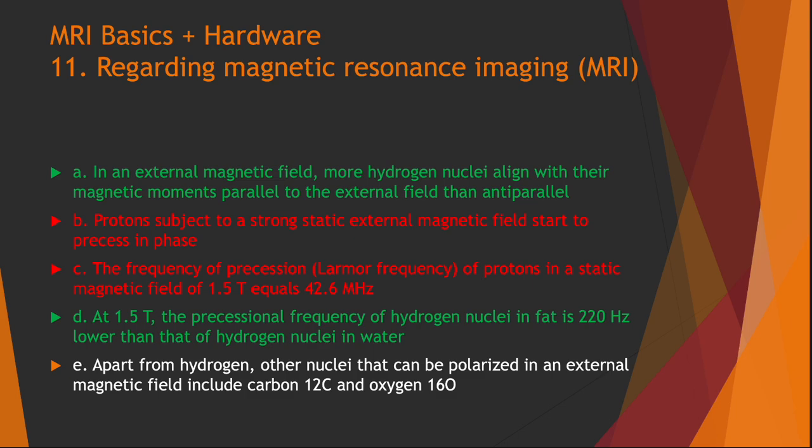Fourth question, at 1.5 Tesla, the precessional frequency of hydrogen nuclei in fat is 220 Hertz lower than the hydrogen nuclei in water. So the answer is true. This is something which we have to remember, and definitely we have to multiply it by 2 if I would have given you the statement regarding 3 Tesla.